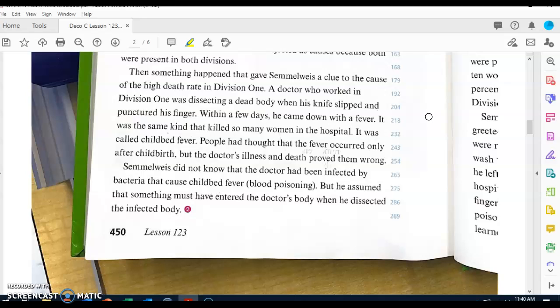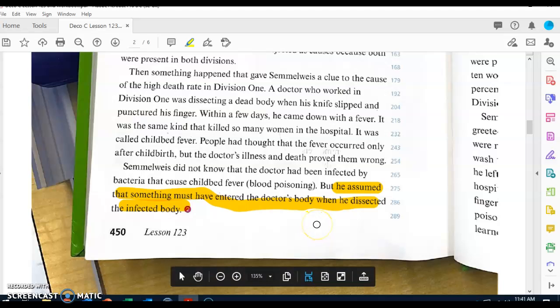Now, what did Semmelweis assume happened to the doctor? Semmelweis assumed that something must have entered the doctor's body when he dissected the infected body. Let's go ahead and continue reading.